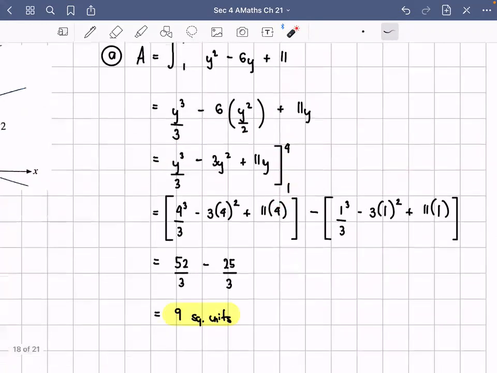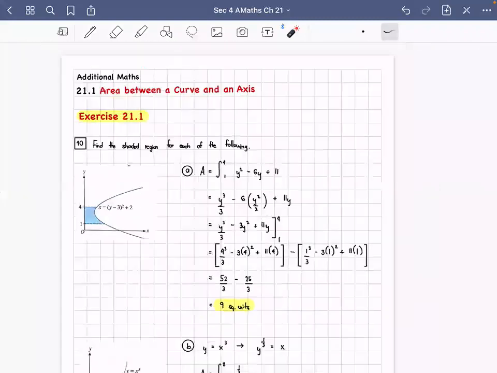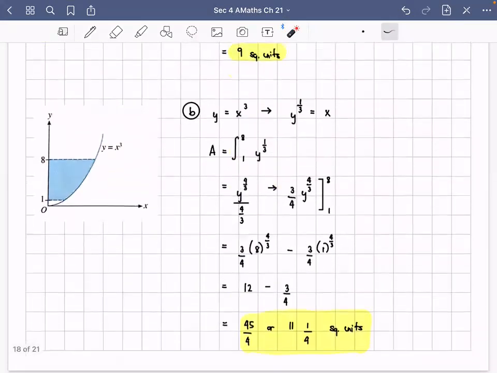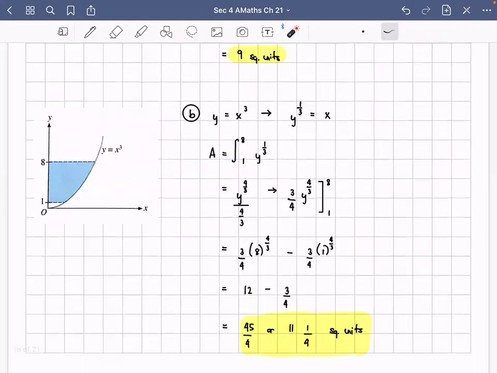So let's evaluate this. This is my upper limit. So 4 here, and then 4, and another 4 here, and then minus your lower limit, which is basically 1, 1, and 1 here. So evaluating this in your calculators, you'll get 52 over 3 minus 25 over 3. And then subtracting this, our answer is 9 square units. So that's for number 10, A. Now for B, let me discuss B since it's here. So y is equal to x cubed, right?